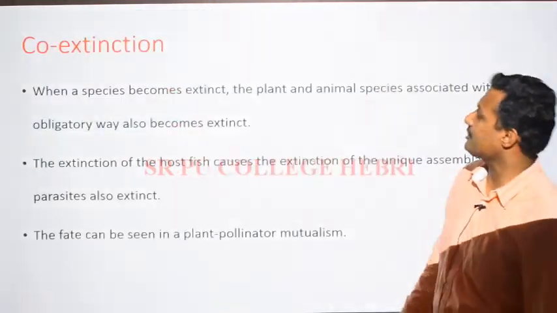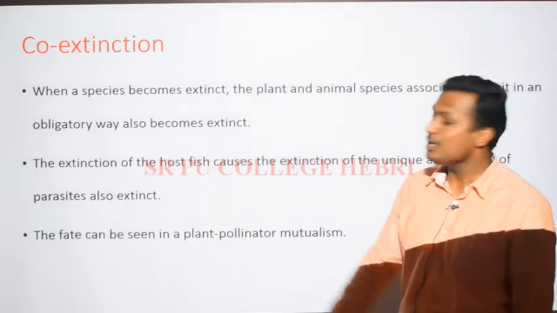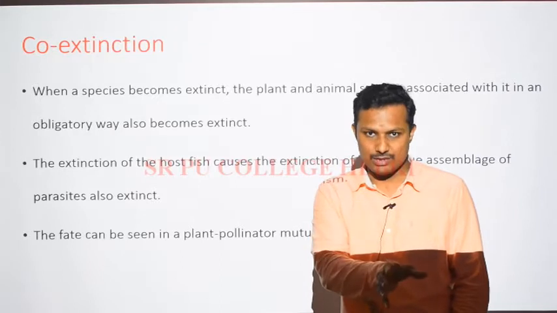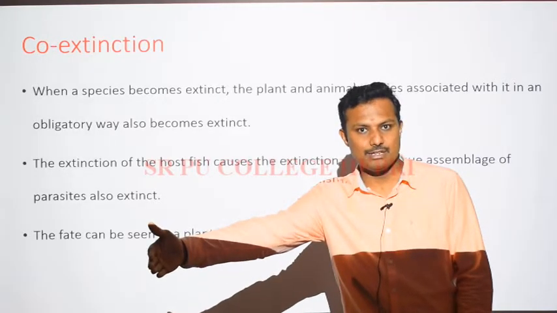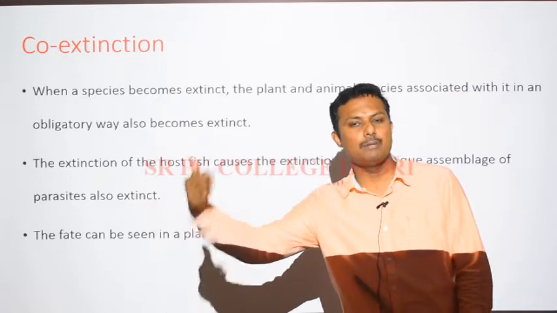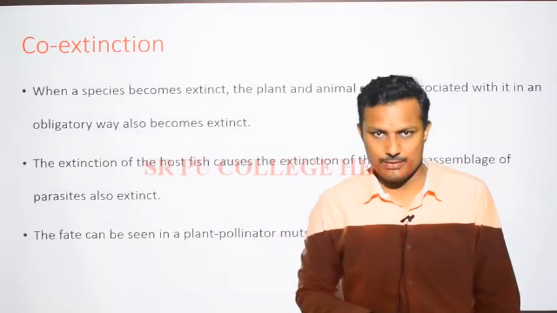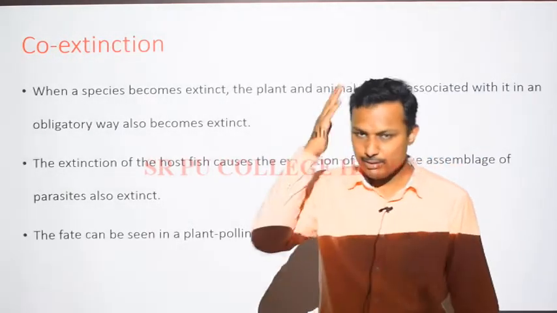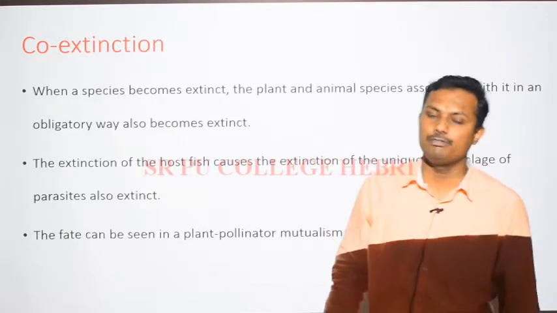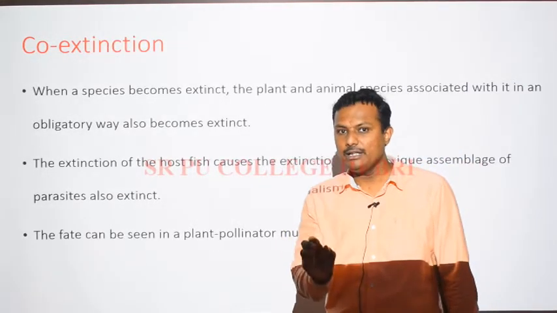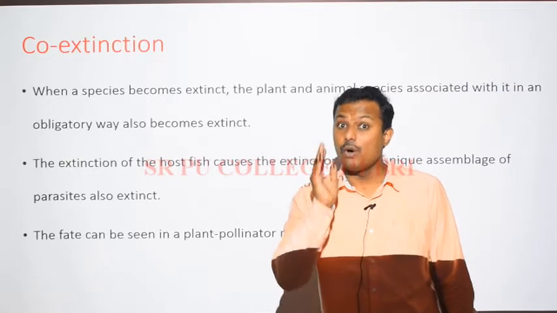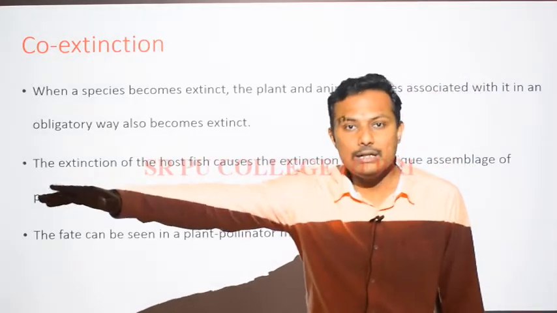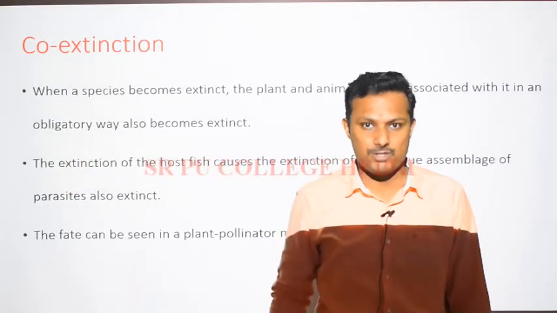And the last reason for the loss of biodiversity is co-extinction. Co-extinction means, if one species becomes extinct, the other species associated with it, maybe for food, maybe for habitat, maybe for anything, will also become extinct. This is most commonly observed in the plant-pollinator relationship. You have studied this in the chapter on sexual reproduction of flowering plants. If a pollinator has to pollinate a particular plant, it is always specific. It is not true that any insect can pollinate any particular species of plant.